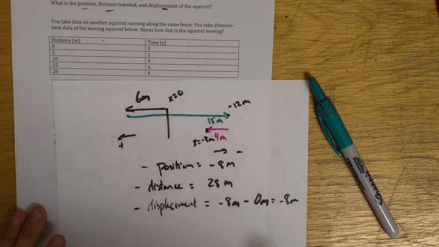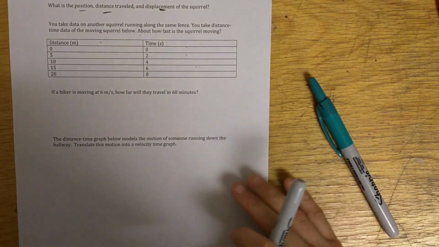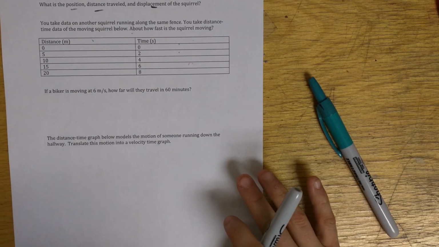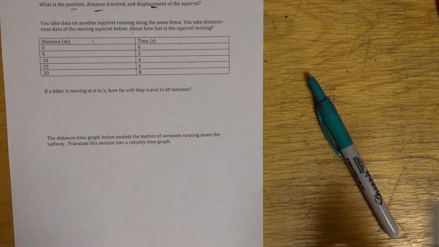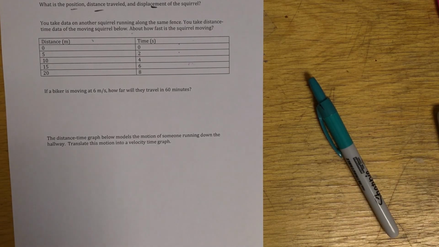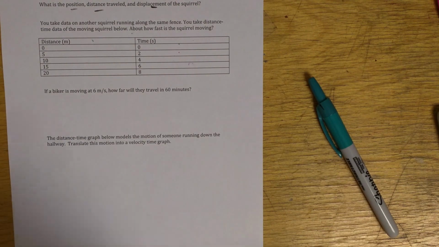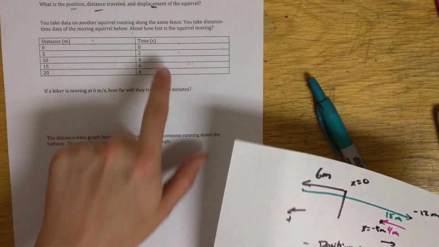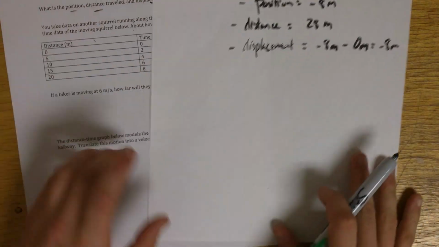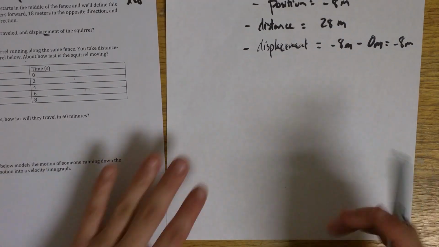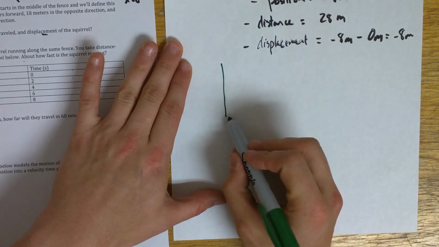Then we observe a different squirrel, and we see this squirrel is running, and we take some data as diligent scientists, and we take some distance time data. And we're curious about how fast the squirrel is moving. Okay. So here's our distance, here's our time. It would be good of us to first plot this. So I'm going to make a plot. It's going to be a rough sketch.